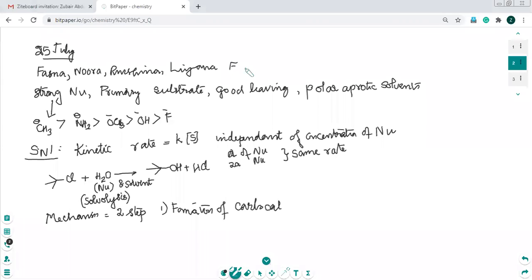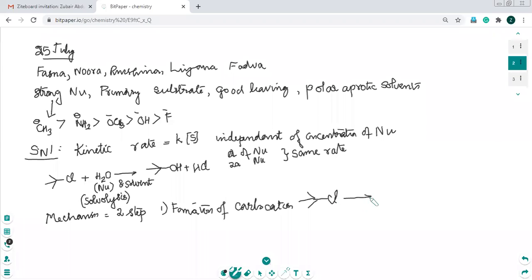Formation of carbocation. Now what is the formation of carbocation? See what carbocation will be formed. Look here, I have Cl.